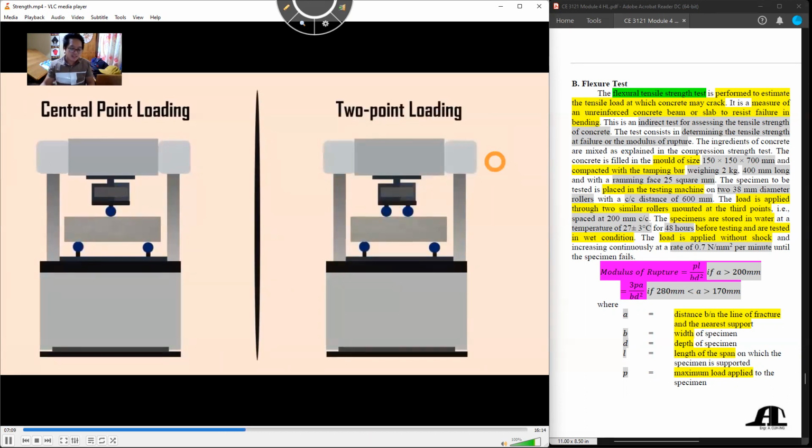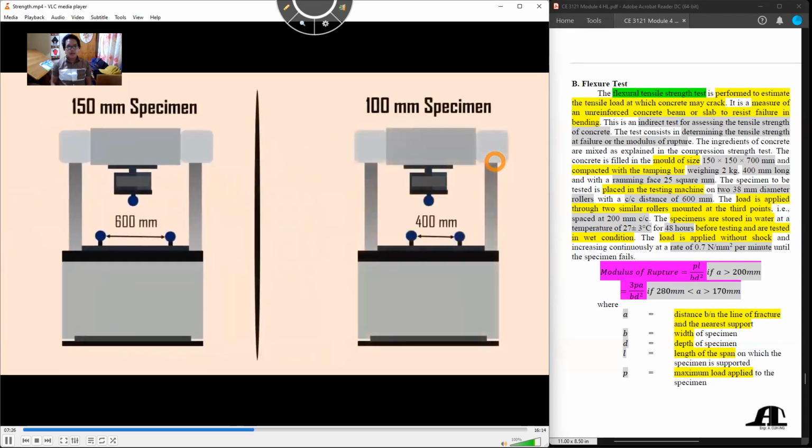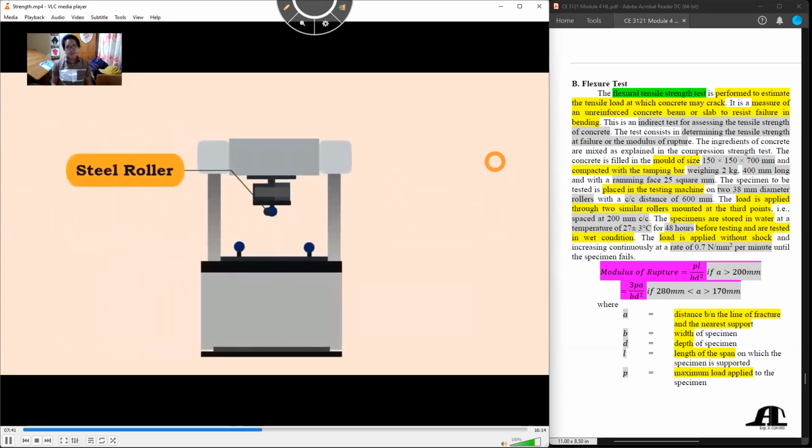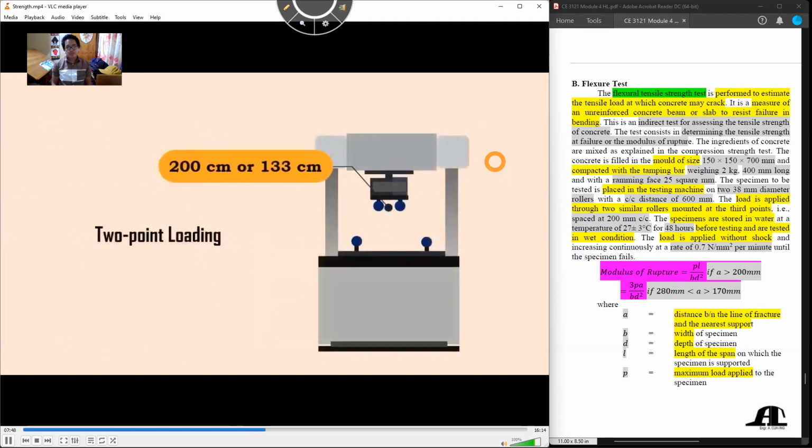The typical machine used for this test is shown on the screen. The bed of the testing machine is provided with two steel rollers of 38 millimeters in diameter. The rollers are mounted at a distance from center to center of 600 millimeters for 150 millimeters specimens and 400 millimeters for 100 millimeters specimens. The load is applied through a similar roller mounted at the top. In case of two-point loading, the rollers are spaced at 200 centimeters or 133 centimeters center to center.